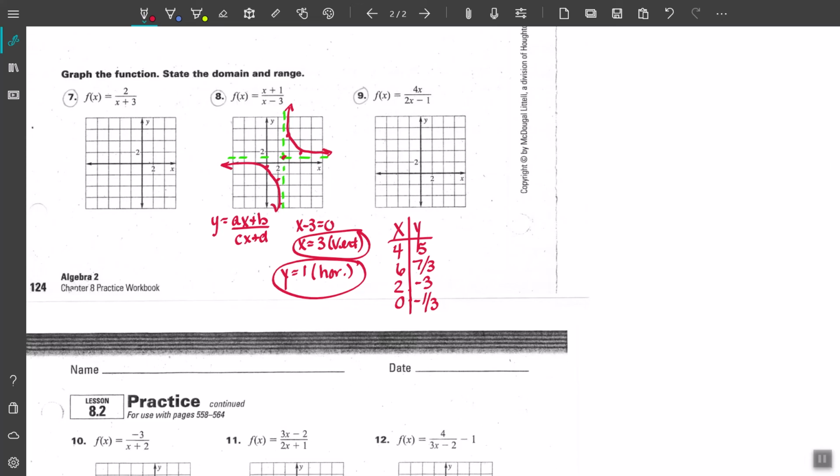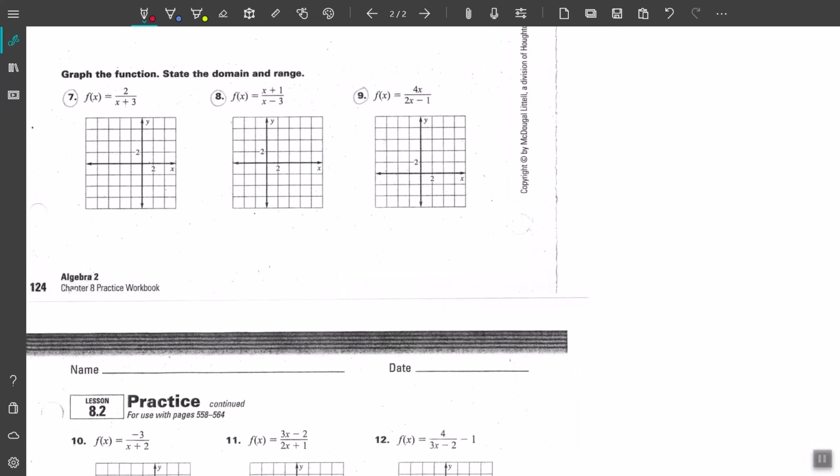And there's your graph. Now, number 9 is also following form 3. Even though we don't have a full binomial, we only have one term in the numerator, we have an x term. So because we have an x in the numerator and in the denominator, we're going to follow form 3. So we'll calculate our vertical asymptote by setting the denominator equal to 0. And so our vertical asymptote is going to be x = 1/2.